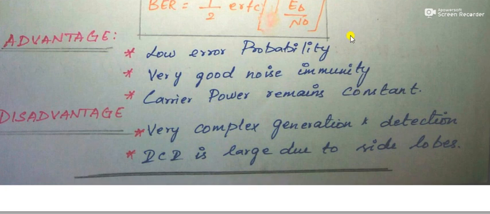Advantages: low error probability, so very good noise immunity. In all the modulation schemes, ASK, FSK, PSK, the noise is very high, but compared with those, QPSK has very good noise immunity. Carrier power remains constant. Disadvantages of QPSK: very complex generation and detection. Inter-channel interference is large due to side lobes.